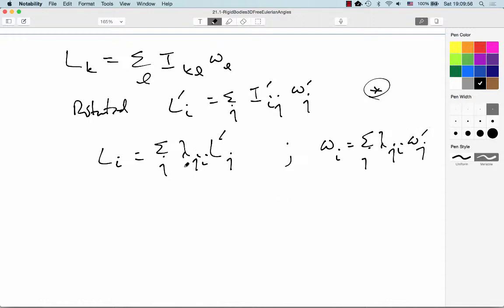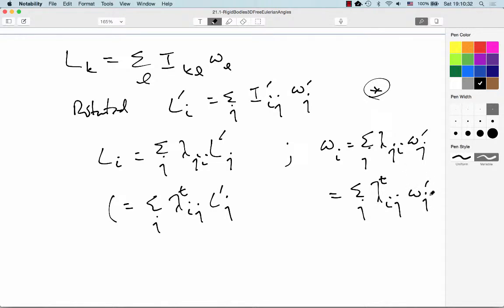Now, we need to get this to be a nice convenient matrix multiplication. It'll be convenient to swap the order of the indices here. So this bit will become a sum over j, and this would be lambda ij, but it had to be lambda transpose Lj prime. And by the same token for my omega i, that would be sum over j, and I'll have a lambda ij, again that would be transpose, omega j prime. All right.